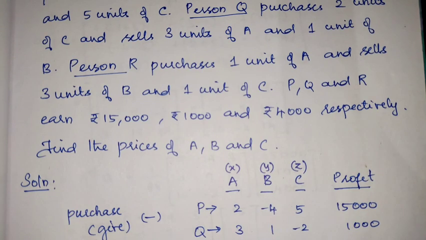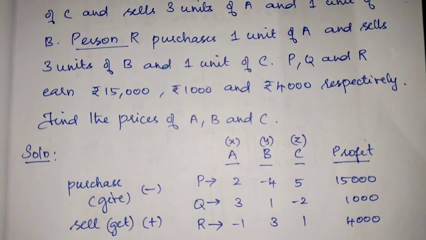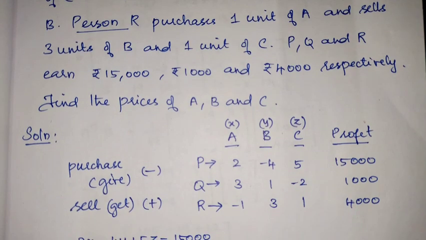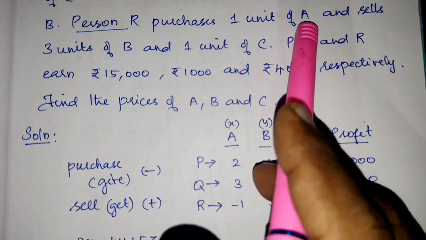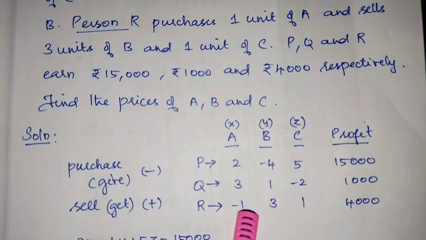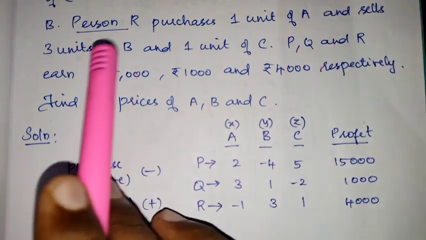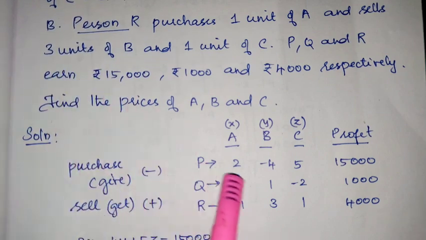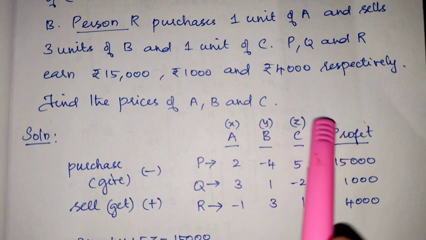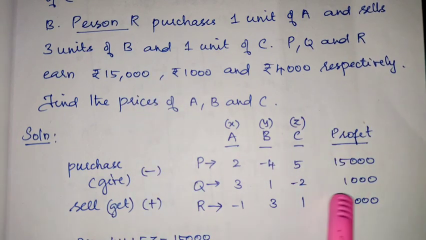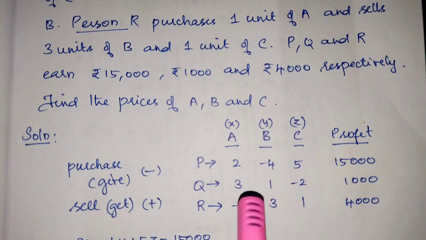Right? Now the same way we have to find for person R also. Person R purchases 1 unit of A, so A should be minus 1. So minus 1, and sells 3 units of B, B is plus 3, and C is 1 unit, so plus 1. And they have earned rupees 15,000, 1,000 and 4,000. Using this information, we are going to frame the equation.